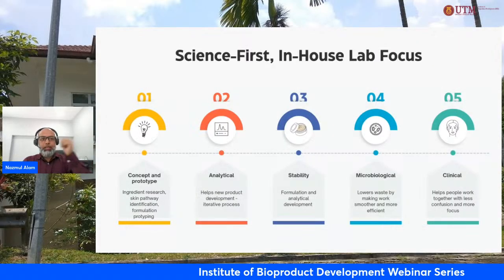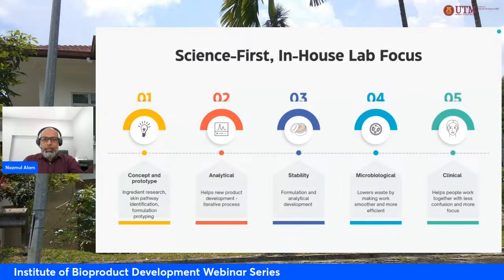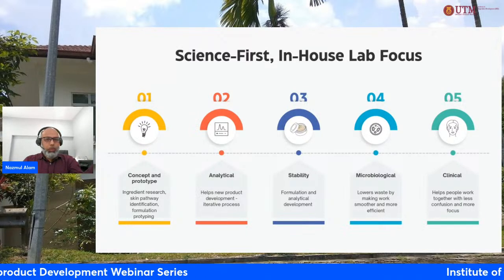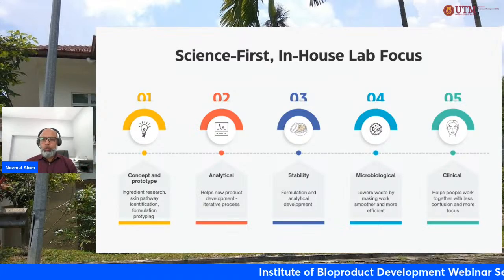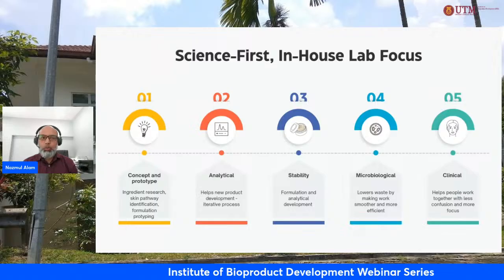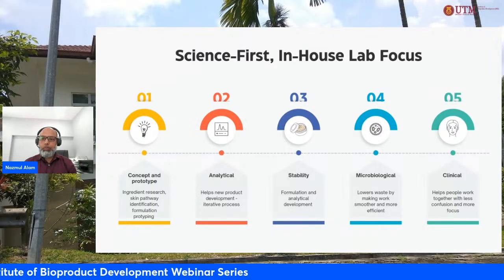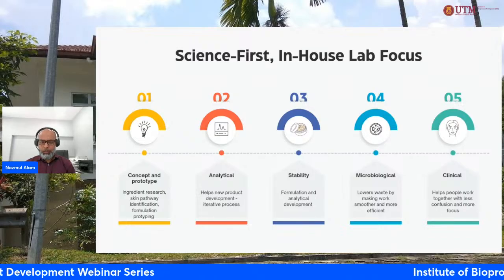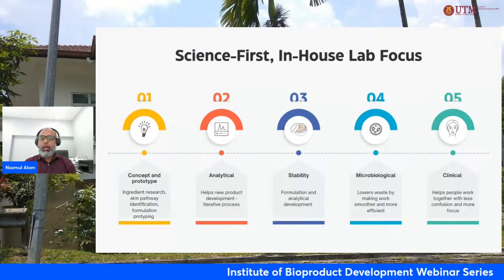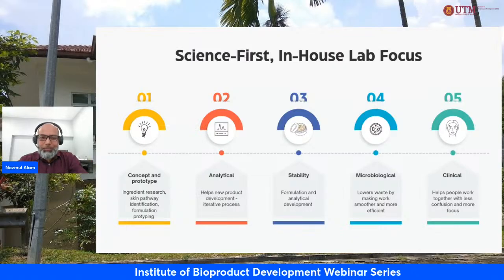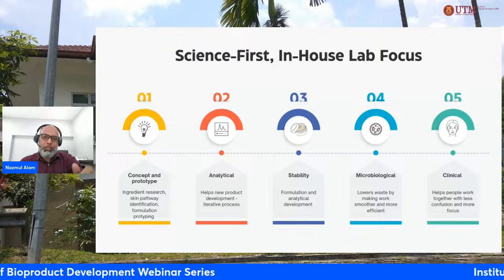I know this is a busy slide. Step-wise, the first step is concept and prototyping. This is the idea spark stage. We do deep ingredient research. We figure out the exact skin pathway we need to hit. Then we immediately start formulation prototyping. We test the science right away. The early focus saves time every time. So this is the first stage.